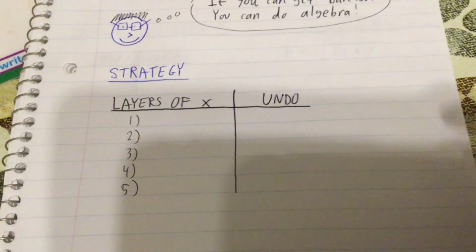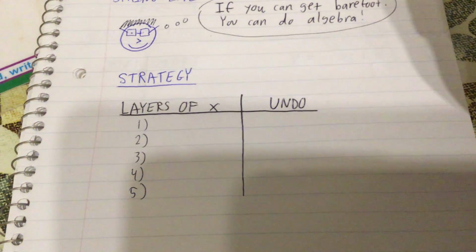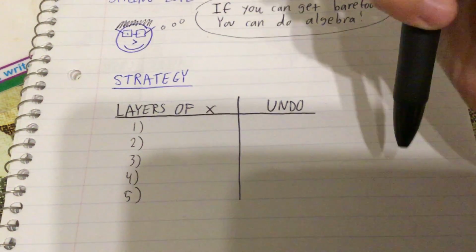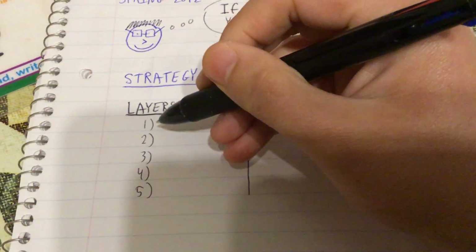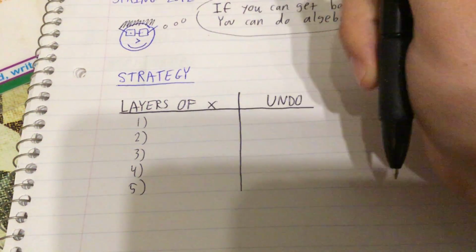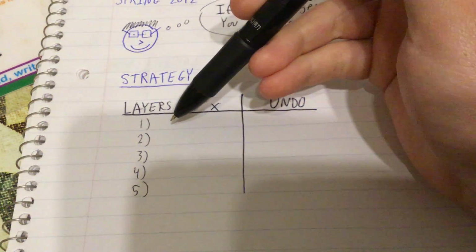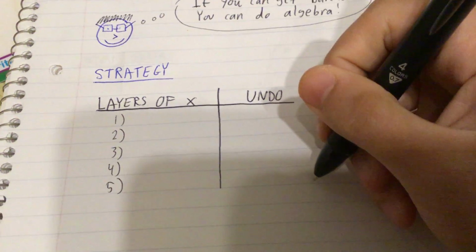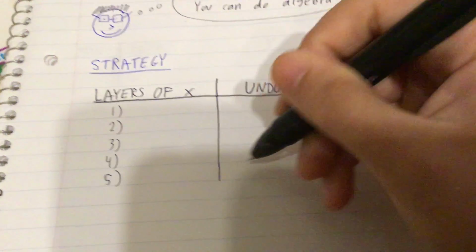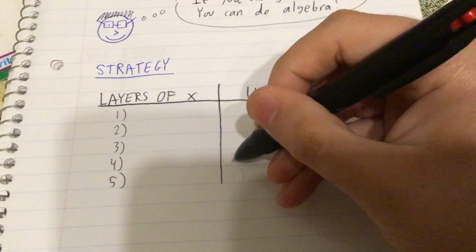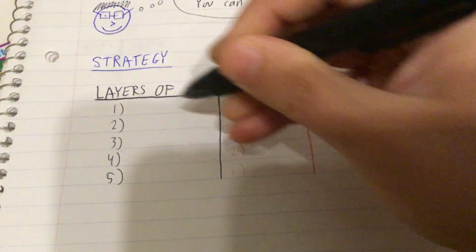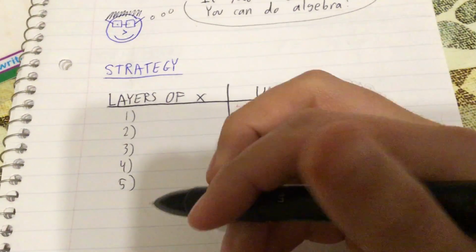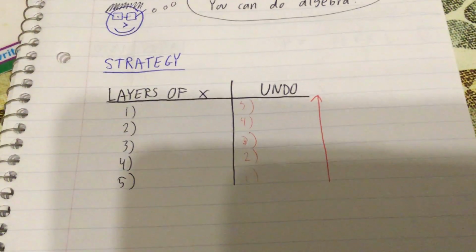So let's just say you have layers upon x. Ogres are like onions. They have layers. So there's layers of x. Let's just say you have 1, 2, 3, 4, 5 layers upon x. You can't just take them off 1, 2, 3, 4, 5. You have to go in the opposite direction. You have to take off layer number 5, then layer number 4, then layer number 3. So the order goes around. You have to take off the layers from outermost layer to innermost layer, and that is it.